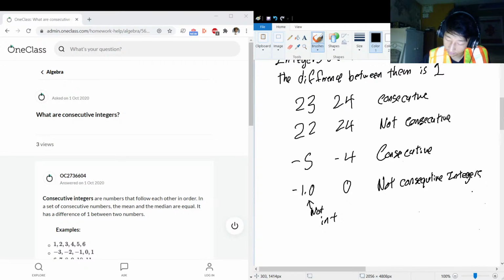But we got negative 1 and 0. Those are consecutive integers because we got rid of them decimals and we're back in integer land. We're partying. We're happy. No decimals here. Consecutive.